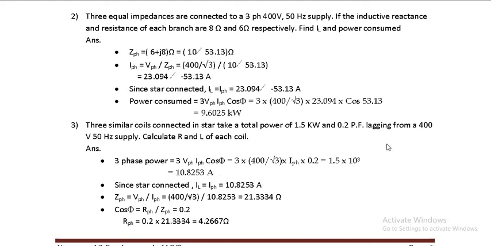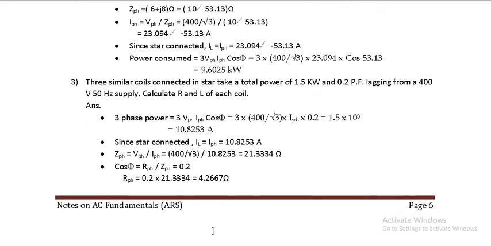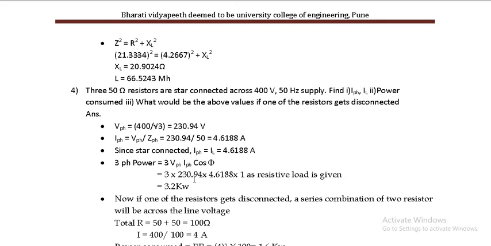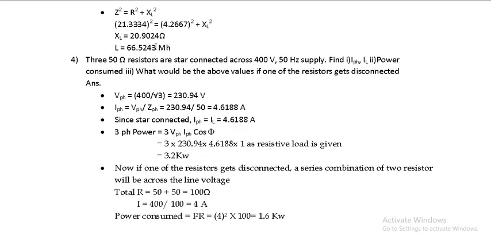Since the given value will always be treated as line value, we have divided it by root 3 to get the phase value. This is how ZPH goes, and cos phi will be equal to R by Z, isn't it? So that comes out to be R equal to 4.2667. Similarly you can find out the value of X, using Z squared equal to R squared plus XL squared. This is one more numerical you can go through. That's it for now.